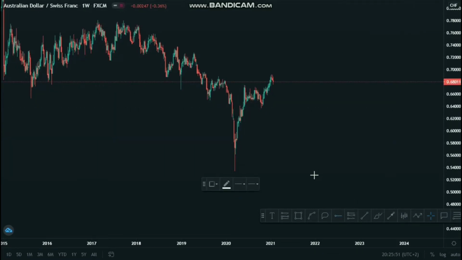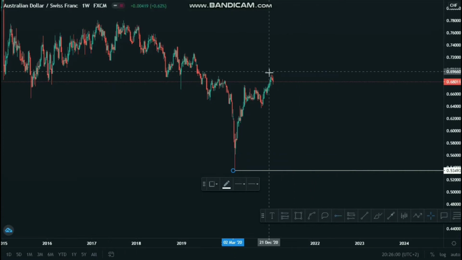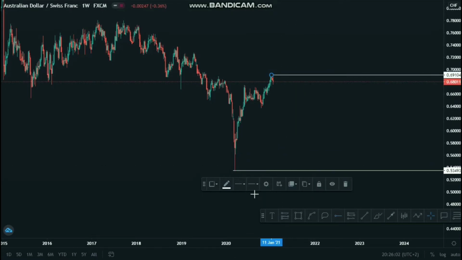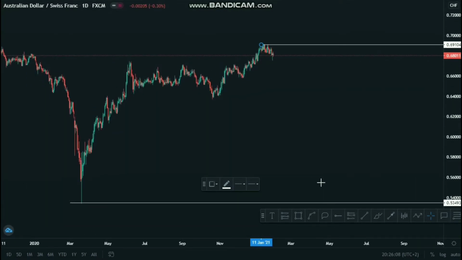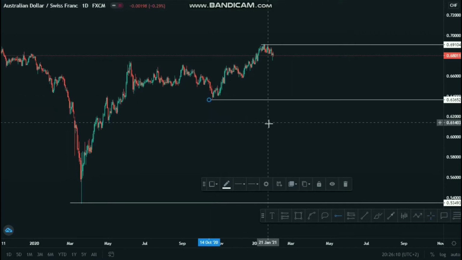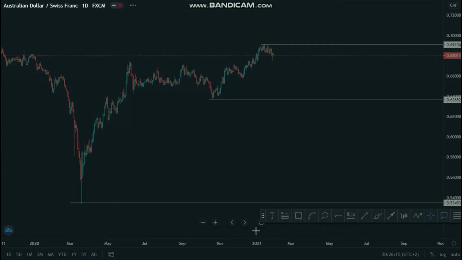Okay, today we're going to be focusing on three pairs: AUD CAD, Euro CAD, and USD CAD. From the weekly time frame, we start with our major support and our major resistance, which are these ones. Dive into the 1 day time frame to identify our sub support or resistance. In this case, we have a sub support. Then we dive into the 4 hour time frame to check our structure.